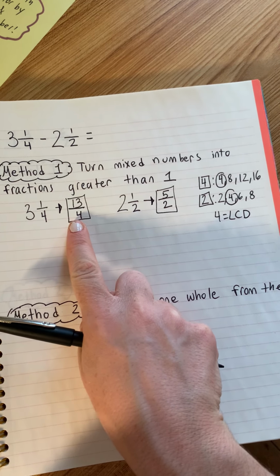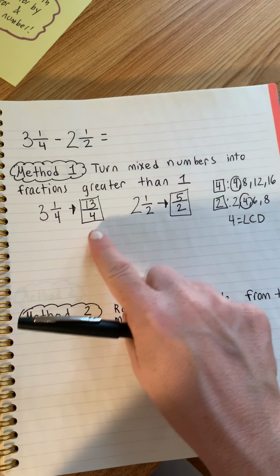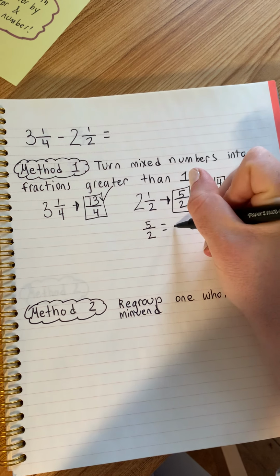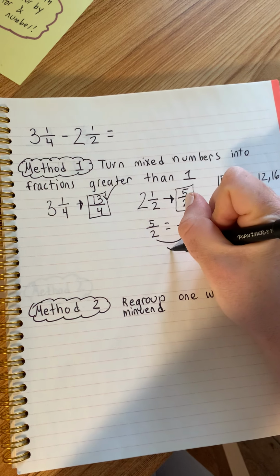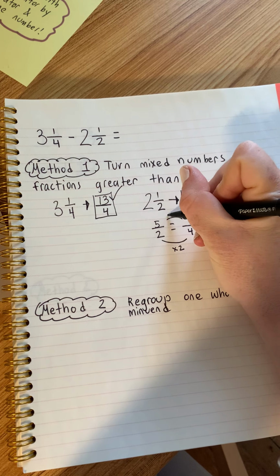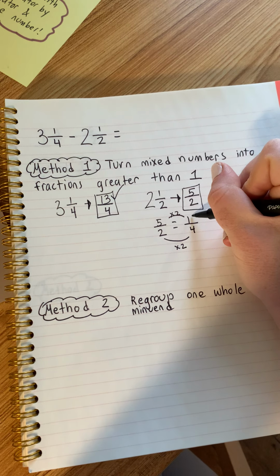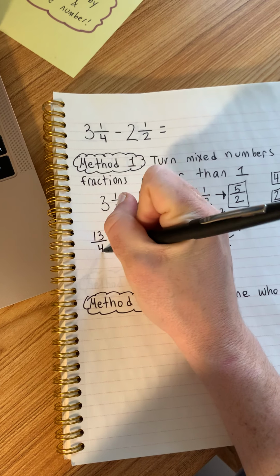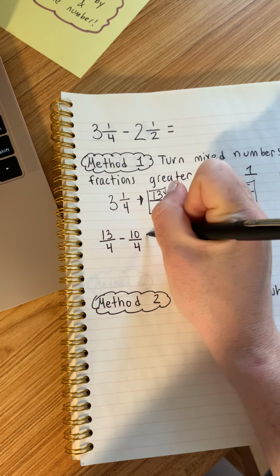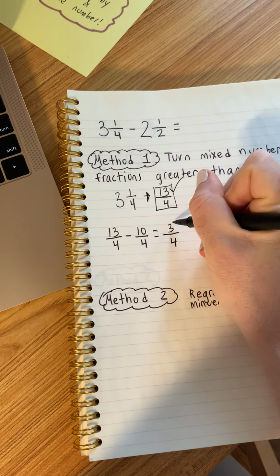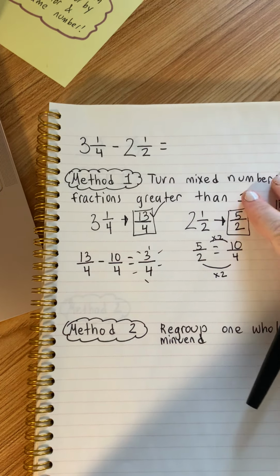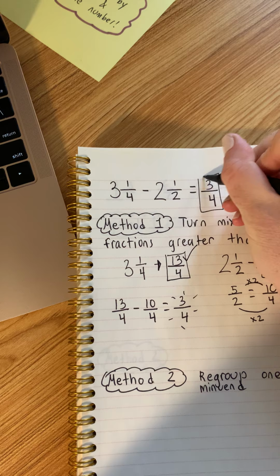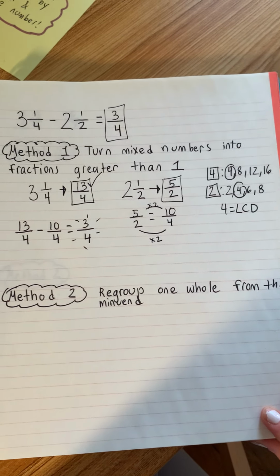Well, 13/4 is already in fourths, so I don't need to make an equivalent fraction with that. I can leave it. But now let's figure out 5/2 is equivalent to how many fourths? Well, 2 times 2 is 4, so I'm going to do 5 times 2 to get an equivalent fraction. That's 10/4. So now I'm really just doing 13/4 minus 10/4, and I get 3/4. So 3 1/4 minus 2 1/2 is 3/4.